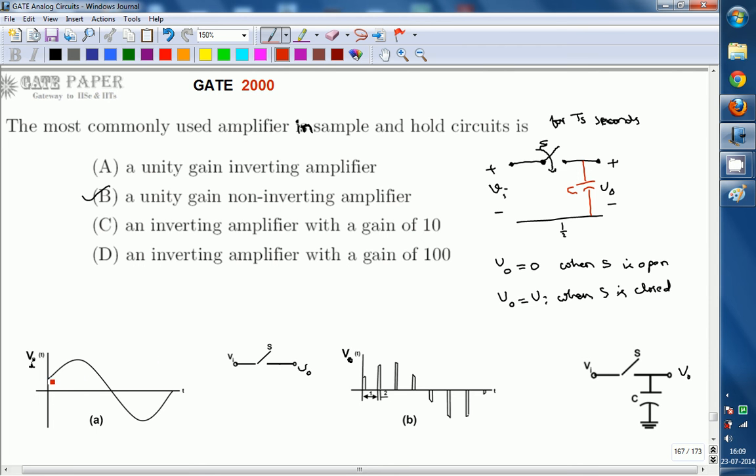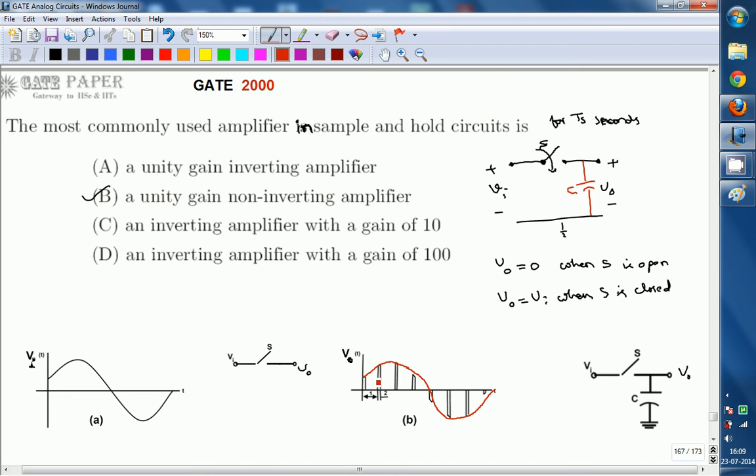So whatever input signal you are applying, those input signal samples will be taken with the help of this switch. What I am drawing with the red line, you can call it the envelope. That is not actually existing, but if you draw it with a dotted line, the envelope looks exactly like the input signal. So these are the samples.